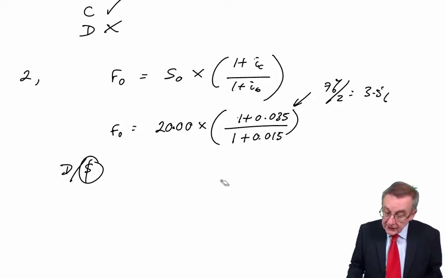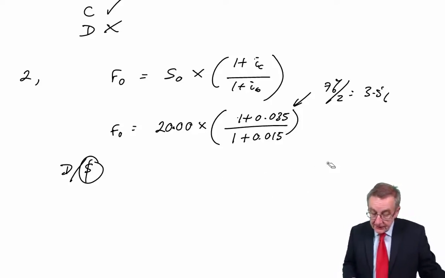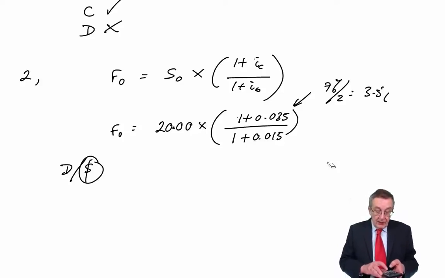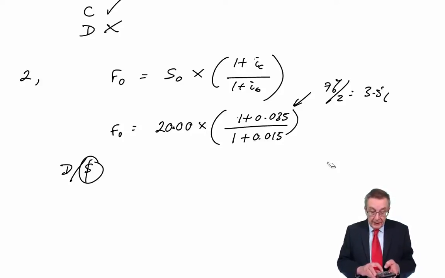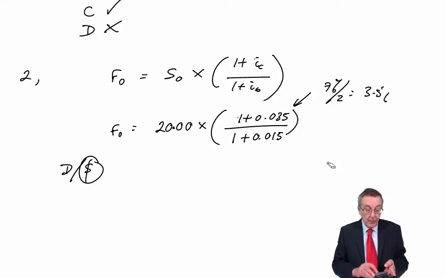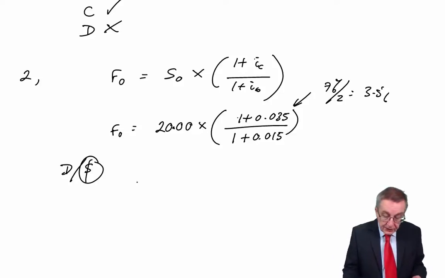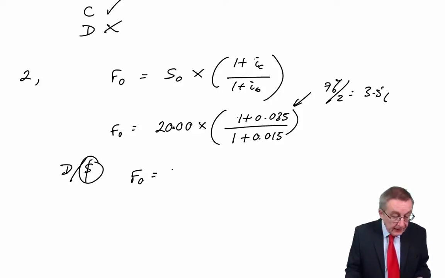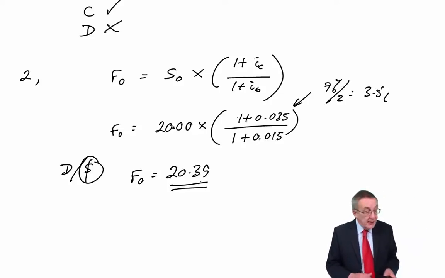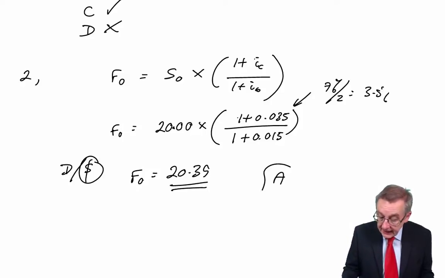It's now just a calculator exercise. 20 times 1.035 divided by 1.015. Let's hope I'm right. I get 20 point, to two decimal places, they're the only choices we've got, 20.39. The answer is A.